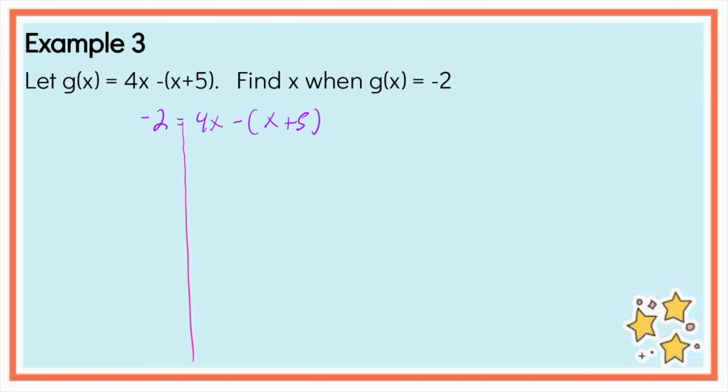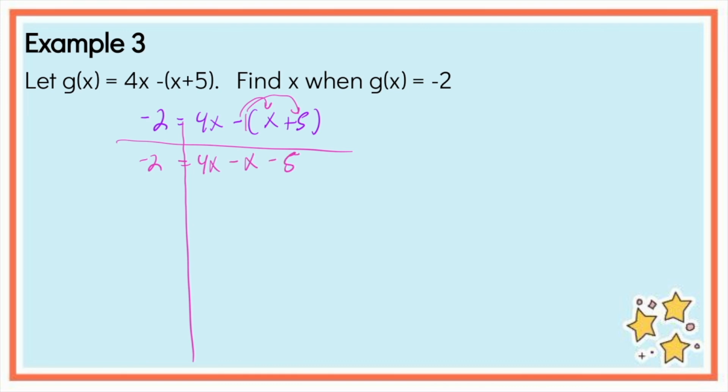So we're going to go ahead and draw our wall. We're going to distribute this negative sign here with no number in between. That's going to be negative 1. So we're going to distribute negative 1 to x, and negative 1 to positive 5. When we do that, we end up with negative 2 is equal to 4x minus x minus 5.